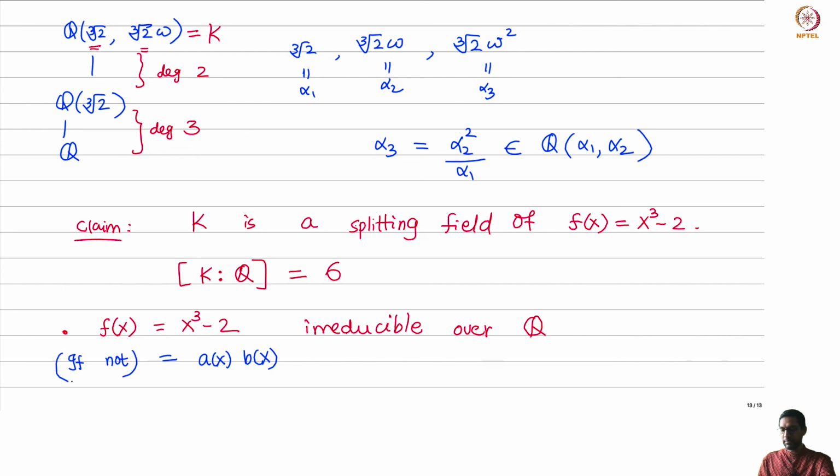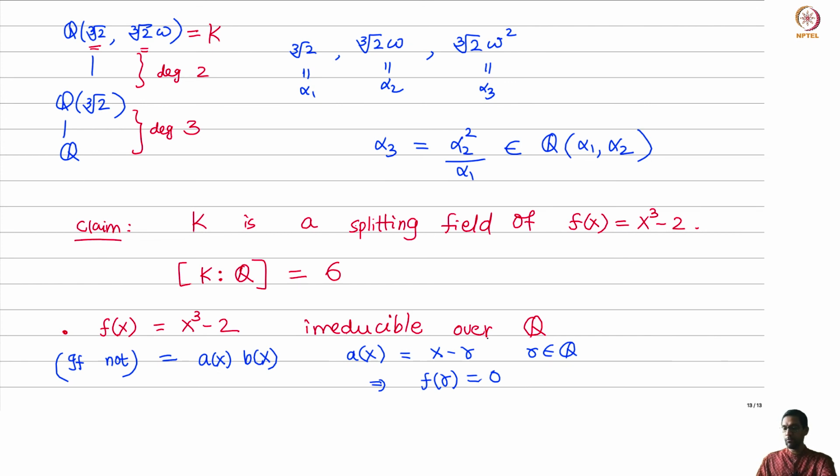If not, f can be written as a product a(x) b(x), and since the total degree is 3, at least one of them is a linear polynomial. One of them has to be degree 1, the other degree 2. So what does this mean? Let me assume a(x) is a linear polynomial. It looks like x minus gamma, where gamma is an element of Q. In other words, gamma is a root of this polynomial, which means f(gamma) is 0, because a(gamma) is 0. So a cubic polynomial, if it's not irreducible over Q, must have a root in Q.